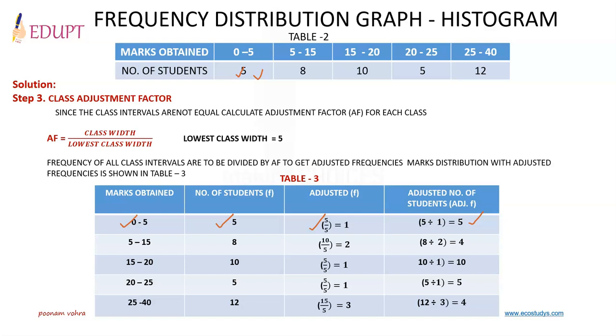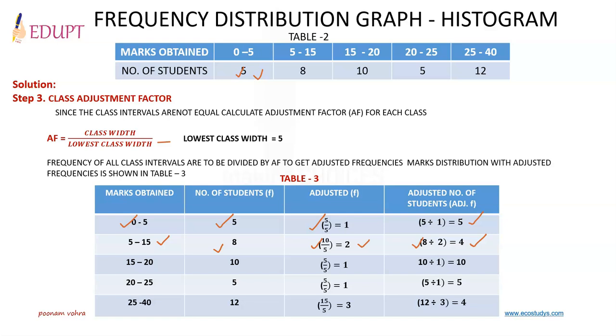Second case, class interval is 5 to 15. Number of students is 8. Now the difference between the lowest and highest class interval is 10. So it is 10 divided by 5, which is the lowest class width. Then it is 2, and frequency 8 is to be divided by 2. Adjusted number of students would be 4.